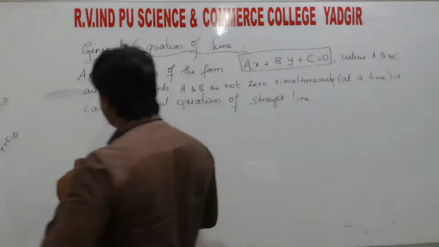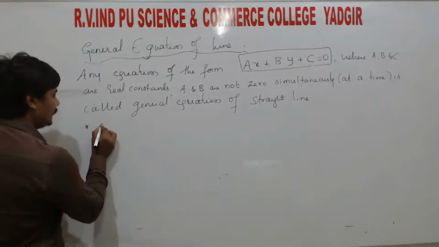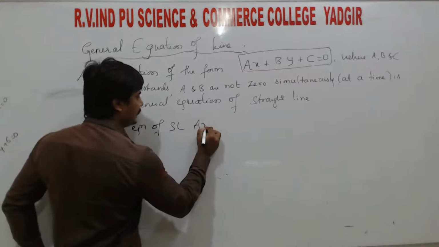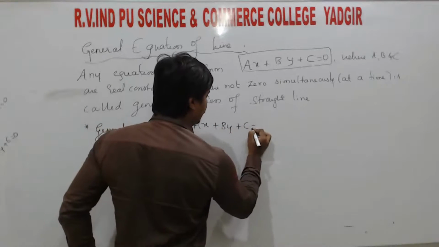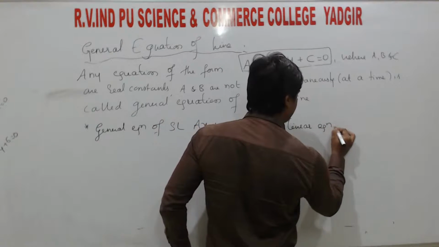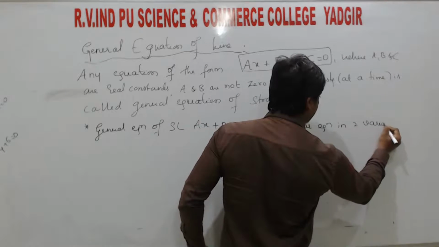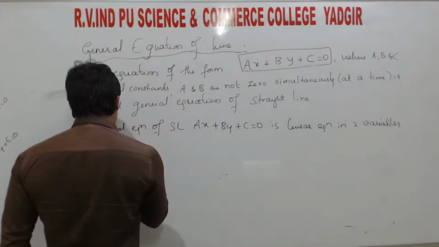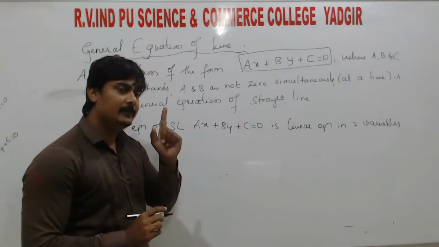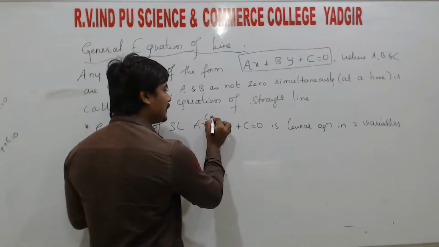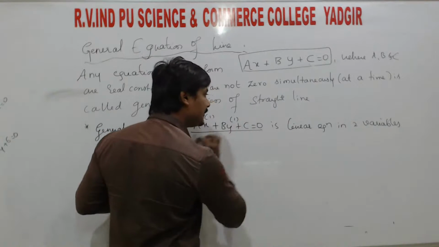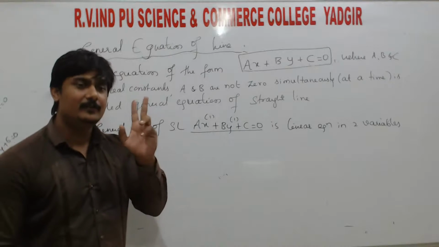And another important point we observe is, the general equation of straight line, ax plus by plus c equal to 0, is a linear equation in two variables x and y. Agreed? What do you mean by linear equation? The highest power of the unknown variables must be 1. So x ಮೇಲೆ highest power nu 1 ಅದ, y ಮೇಲೆ highest power nu 1 ಅದ. ಹಾಗಾಗಿ general equation of circle is what? Linear equation in two variables.